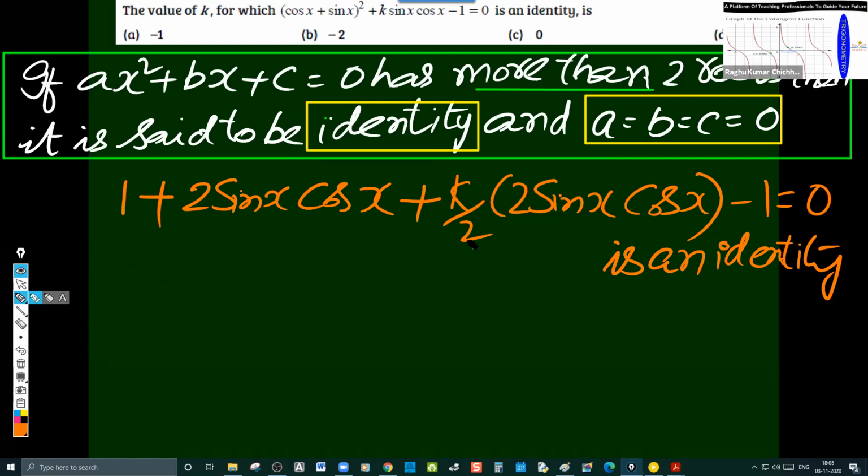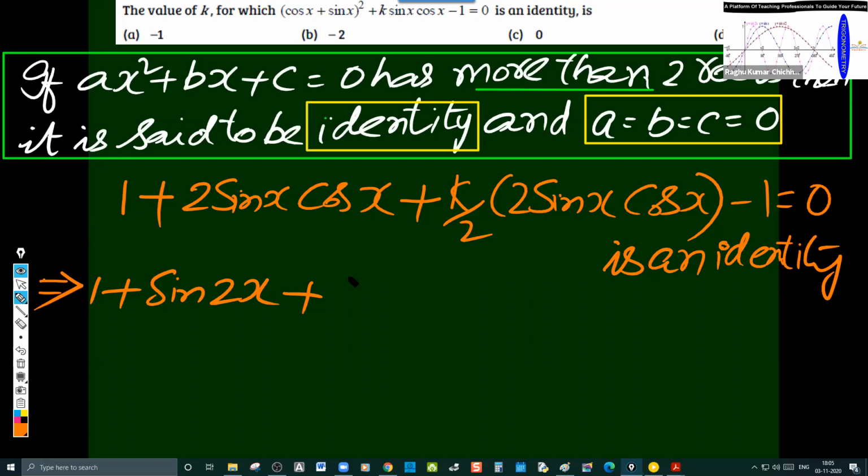Bhavi, why have I multiplied with 2 and divided with 2? It is the sin 2a formula, beta. You will be getting sin 2x here. That means you are not thorough in the formulae. Do you remember this formula or not?